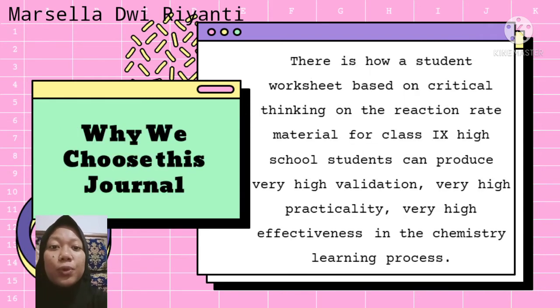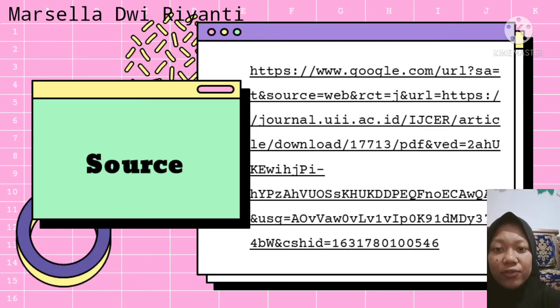Because after we read it, we can find out how a student worksheet based on critical thinking on the reaction rate material for class 11 high school students can produce very high validation, very high practicality, and very high activities in the chemistry learning process. This is a link of the journal.